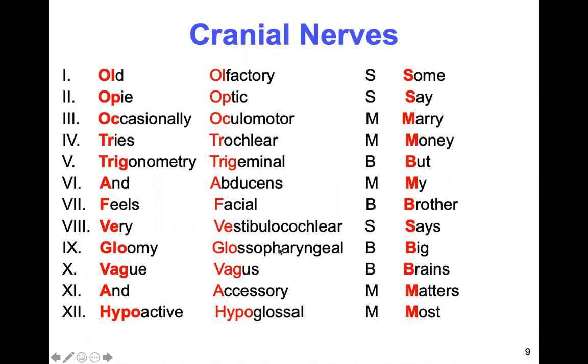Glossopharyngeal deals with the muscles of the back of the throat. It deals with swallowing. It deals with the gag reflex. That's cranial nerve 9.